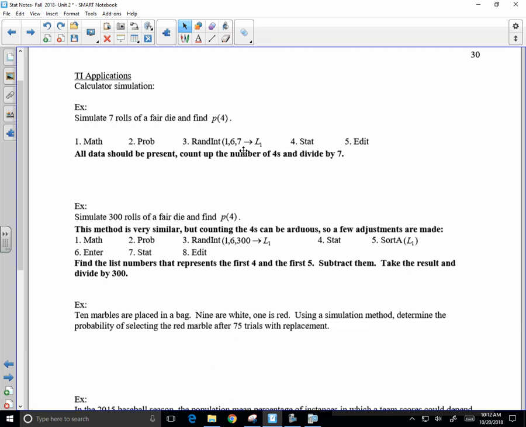So for 7 rolls of a die, you don't need technology. 300, you do. Anything more than 1,000, you're not even using a graphing calculator, you're using a computer random number generator. Excel has it built in, Google Sheets has it built in. I'll show you how to use that before it's all said and done. And fun fact, so does GeoGebra.